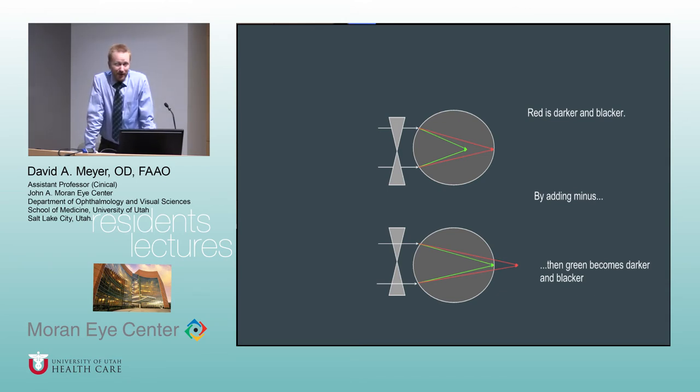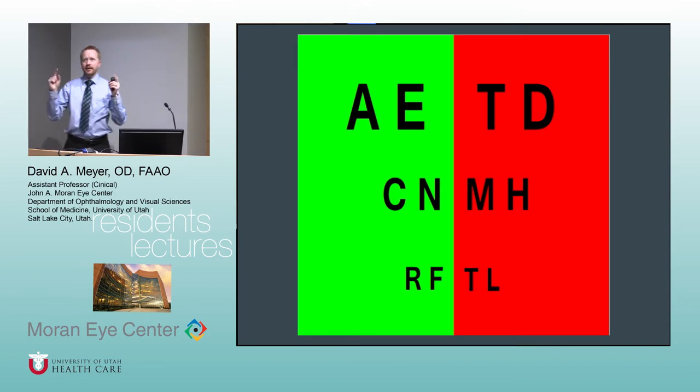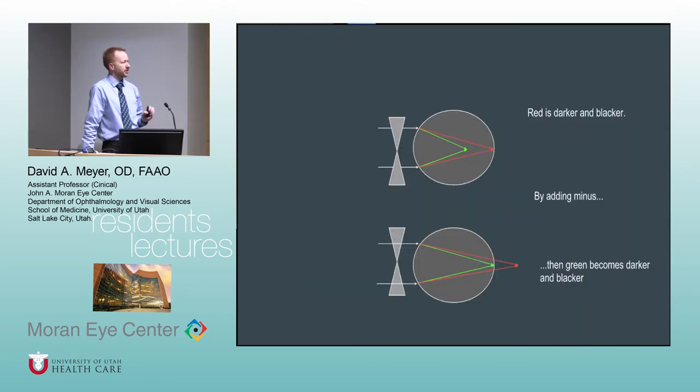No, that's more like 0.5 or a point quarter. If I've got my prescription and I think we're pretty close, and then I start the red-green test, depending on the patient I'll usually add two clicks of plus, 0.5. And then almost always they'll say, oh yeah, red is darker and blacker. And then I add a little more minus until it's pretty much equal. So fog them just by a quarter or 0.5.